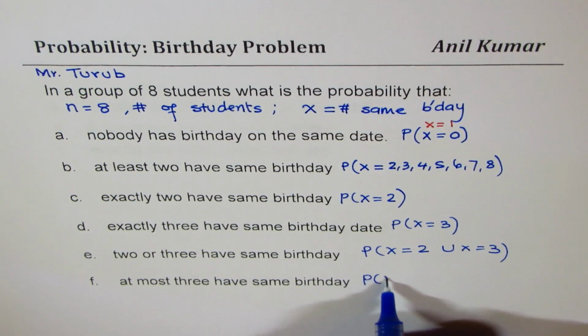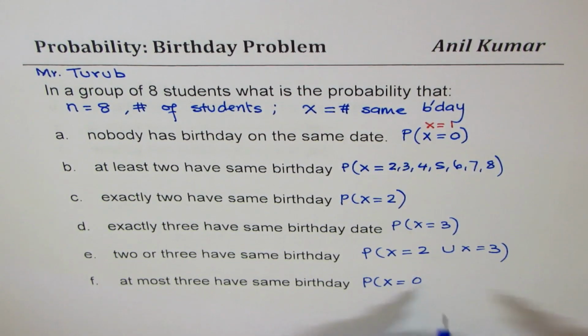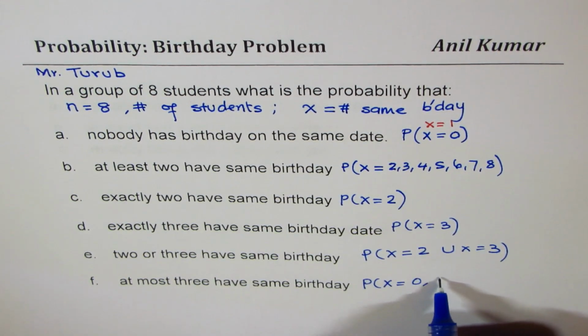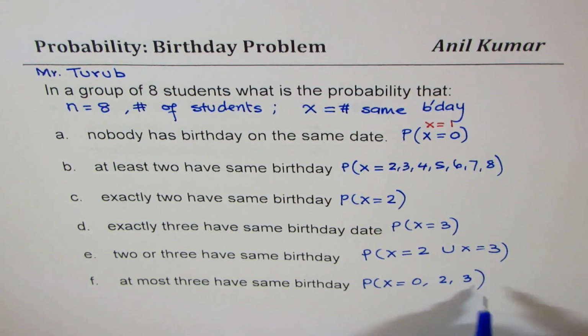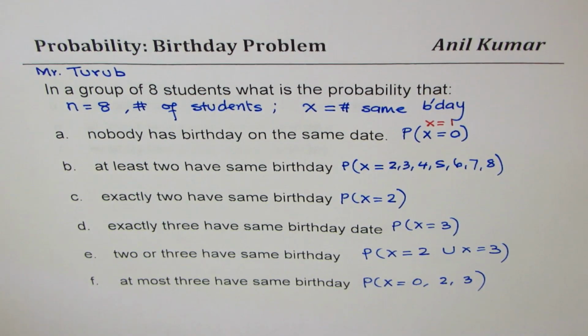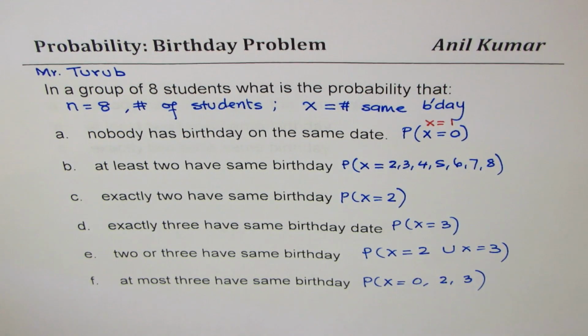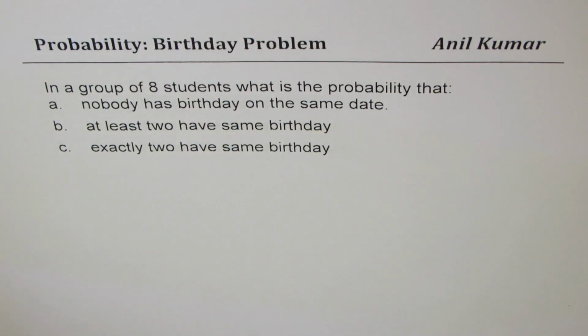At most 3 have same birthday means none of them may have same birthday. So we are taking the case 0 or 1, as you may see, or 2 or 3, right? So all 3 values. That is how we will define and understand our problem, and now we are going to solve it. I hope this concept is clear. We are working with 8 students, looking at unique birthdays with no overlappings, then 2 same dates, 3 same dates and their combinations. Let me solve them one by one.